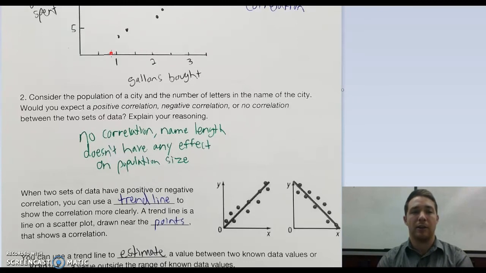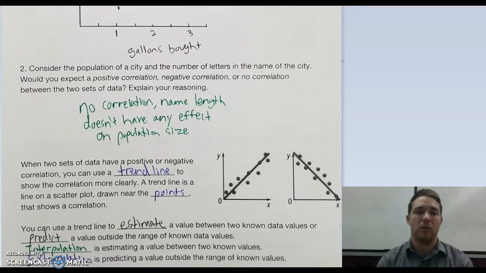So kind of like in that last problem, if I would have just drawn a line through those points, you could show basically that trend, which we already saw. A trend line is a line on a scatter plot drawn near the points that shows your correlation. So just like that last graph, if I have a positive correlation, I'd be drawing a line with a positive slope. If I have a negative correlation, I'd be drawing a line through them with a negative slope. Just try and fit the line as close as possible to the points.